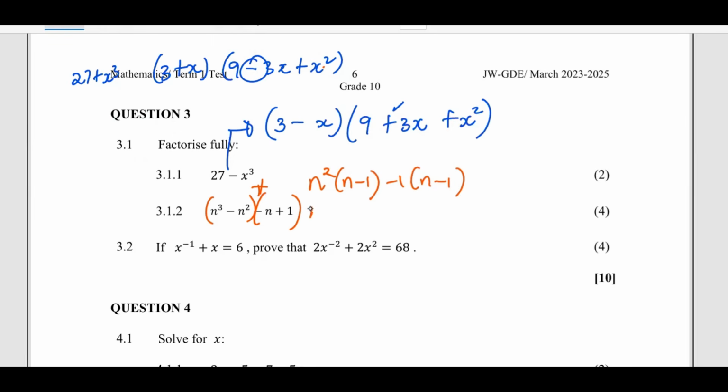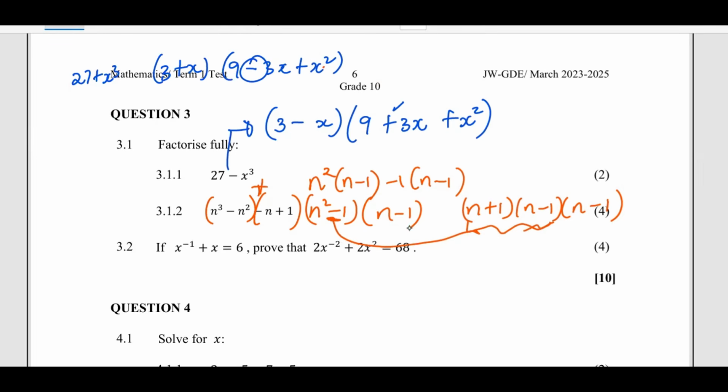Okay, so n squared minus 1 into n minus 1. This is a difference of 2 squares, so n plus 1, n minus 1, and then this last n minus 1. Okay, so this is giving me both these brackets, and then this third one.